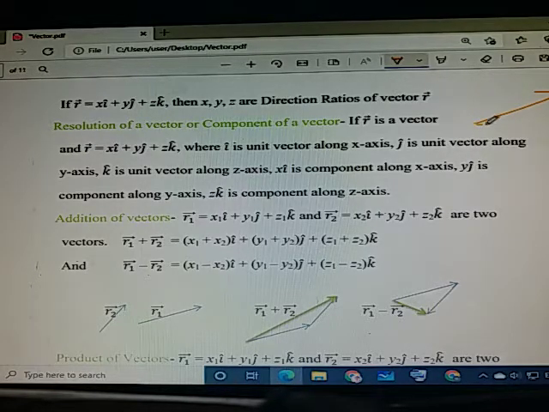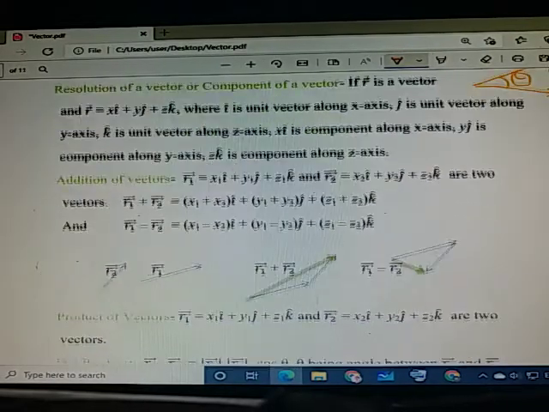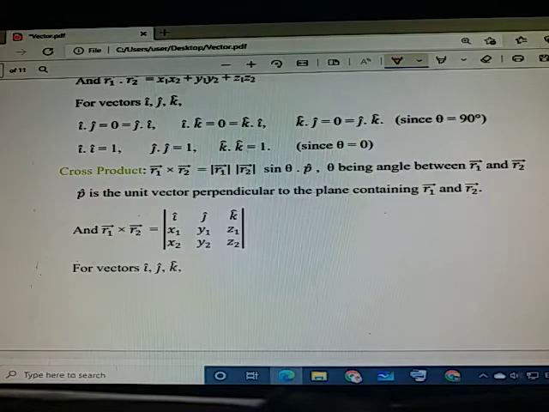Suppose this is a vector, and we want to have a component in this direction. You just measure this angle theta, then it is cos theta. So this is the component along this direction: R cos theta is the component along this direction. So these are resolution. Then addition of vectors: just add the components.